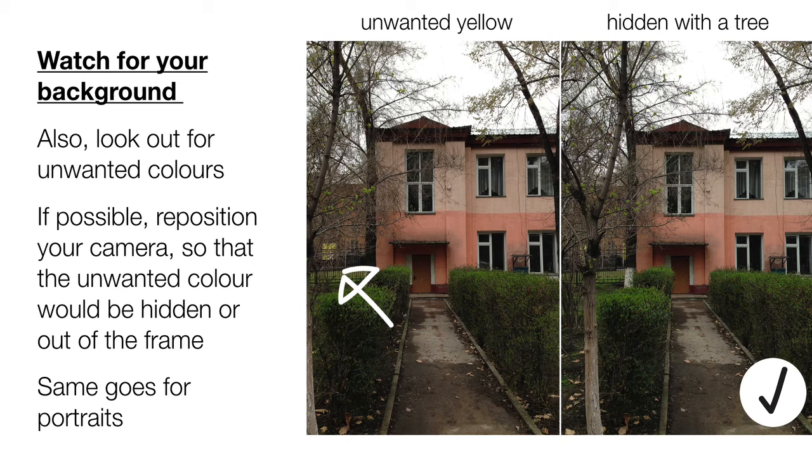Here is another example. On the image on the left, you can see something yellow in the background. To me, this yellow is not really contributing to the overall color scheme of the image. So I moved a little to hide it behind the tree. This may be a little thing, but it will contribute to making your images better.